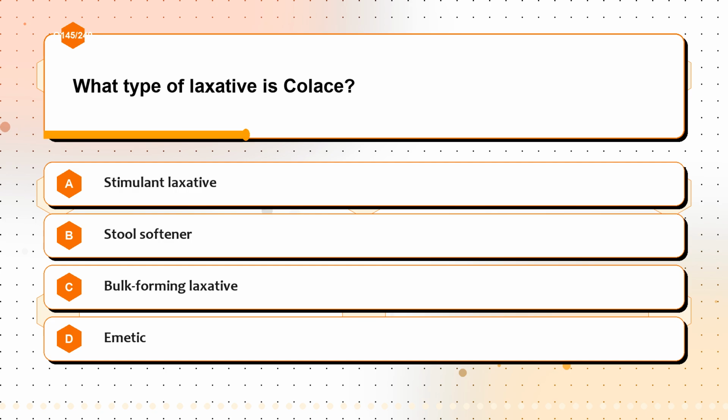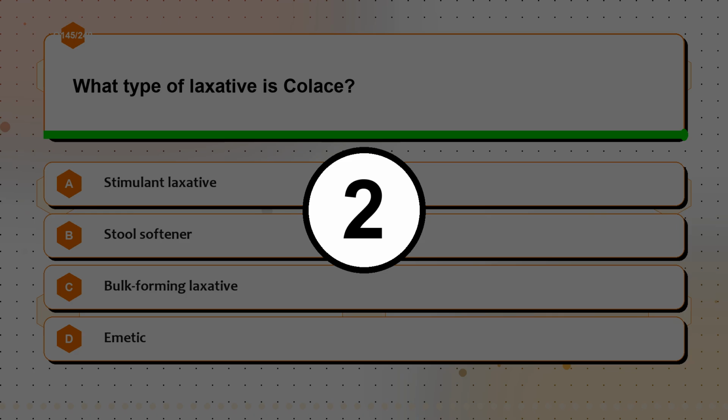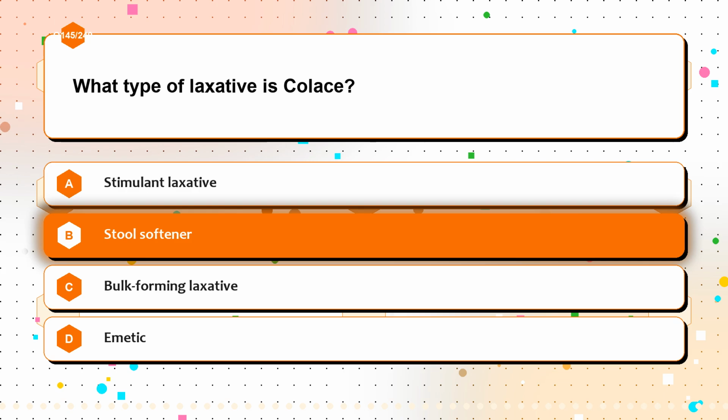Question 145. What type of laxative is Colace? Here are the options. Option A. Stimulant laxative. Option B. Stool softener. Option C. Bulk forming laxative. Option D. Emetic. The correct answer is option B, stool softener.